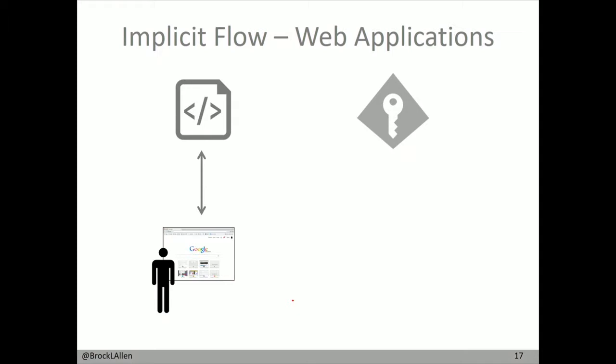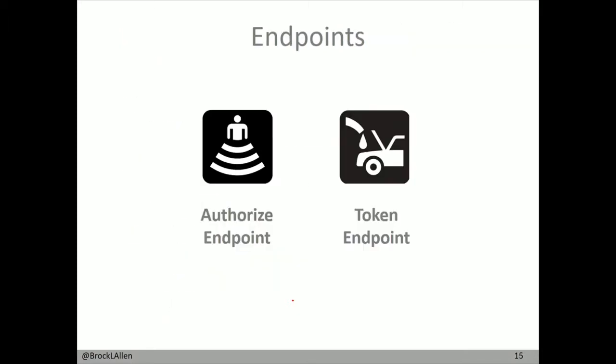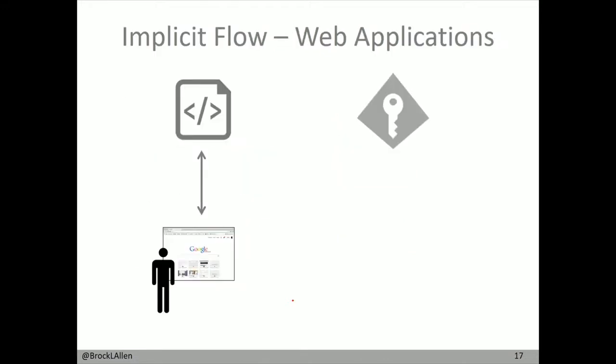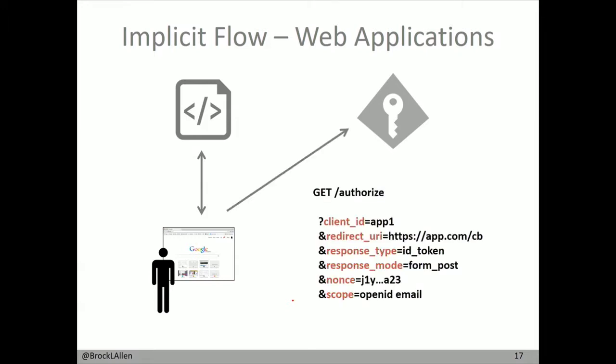Strictly speaking, let me go back to, implicit flow means your app only communicates with the authorized endpoint. There is no back channel call to the token endpoint, just again from a pedantic standpoint. So here's how this works. Your user uses your app, and your user's anonymous. At some point the app says, hey, I need to know who the user is. So you need to redirect them to log in. Again, instead of your own login page, you're going to redirect them to the authorized endpoint.